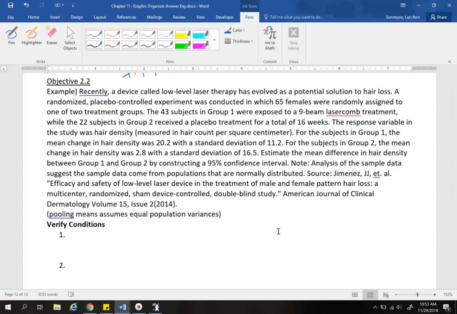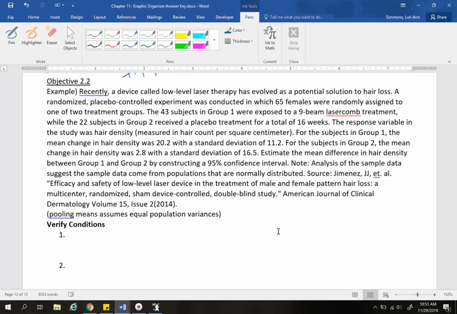Recently, a device called low-level laser therapy was evolved as a potential solution to hair loss. A randomized placebo-controlled experiment was conducted in which 65 females were randomly assigned to one of 2 treatment groups. The 43 subjects in group 1 were exposed to a 9-beam laser comb treatment, while the 22 subjects in group 2 received a placebo treatment for a total of 16 weeks. The response variable in the study was hair density, measured in hair count per square centimeter.